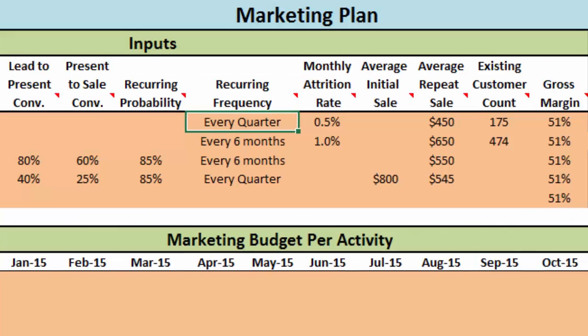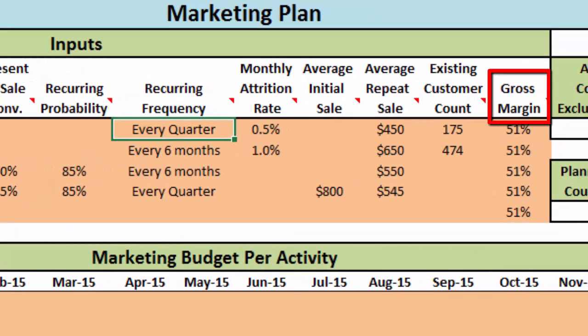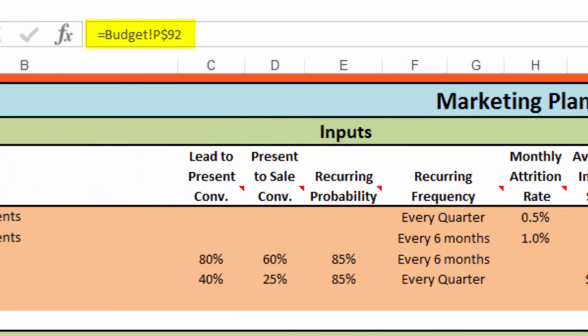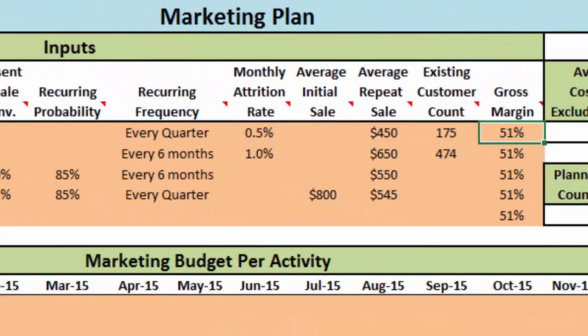The last input is his gross margin. The gross margin defaults to the gross margin on his budget tab, as you can see here. But since each marketing activity might target a different offering that might be more or less profitable than his average company gross margin, he has the flexibility to change it for each marketing activity.